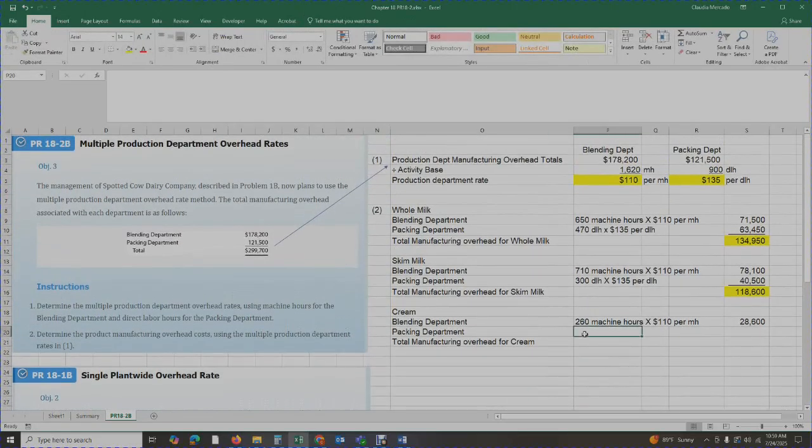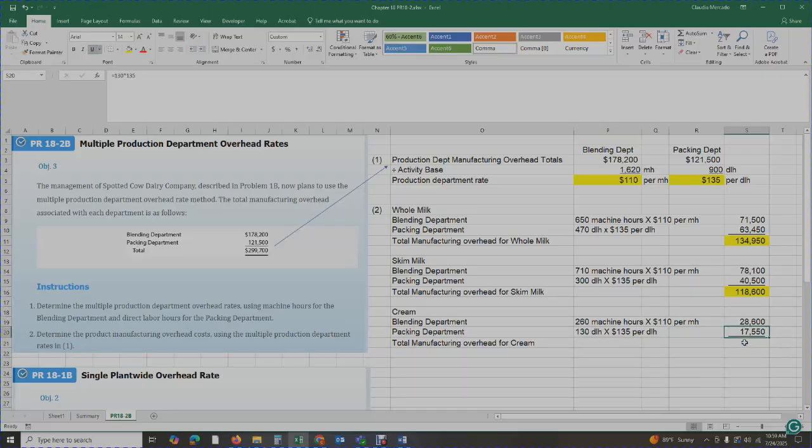Okay. So we've got 130 direct labor hours. Multiply it by the rate. The rate is 135 per direct labor hour. That's going to be 130 times 135. That's going to give me 17,550. So we add the two together. And that's going to give me 46,150 for the cream.